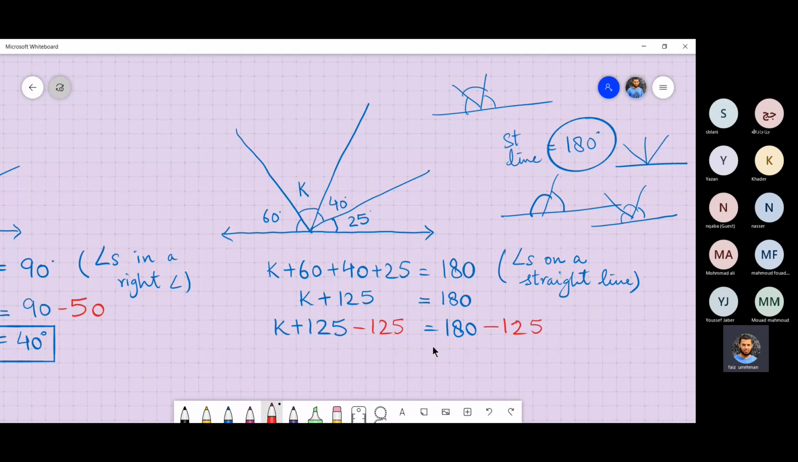So what will come in the next line finally? 55. Now 55 will come because 180 minus 125. K equals 55, because then you have 55 without K. Yes, correct. So 180 minus 125 will give me 55. Okay, please note it down. Now I will start the questions from the exercises.